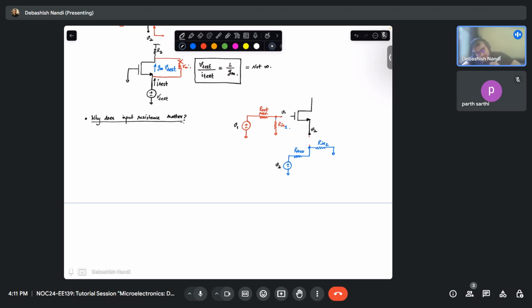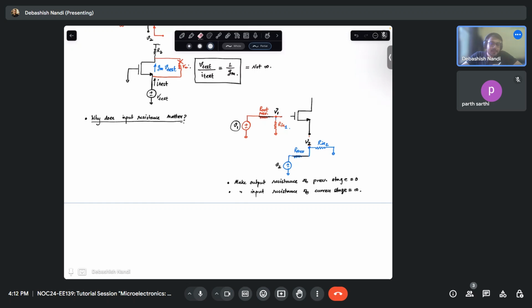So I have two options. Make output resistance of the previous stage equal to 0, or make input resistance of the current stage equal to infinity. Okay. So what will happen if I make output resistance of the previous stage 0? That means I will just short this thing. That means this entire V1 will appear here. Similarly, if this gets shorted, the entire V2 will appear here, which is what we want, right? Is that okay?